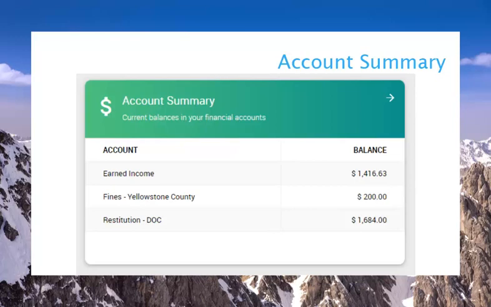This portlet will display account balances. The first listed account, earned income, includes paychecks or any money received on your behalf. Any additional accounts displayed below the earned income are what we refer to as liability accounts. These can include restitution, fines, or bills that you may owe to a treatment program or facility.